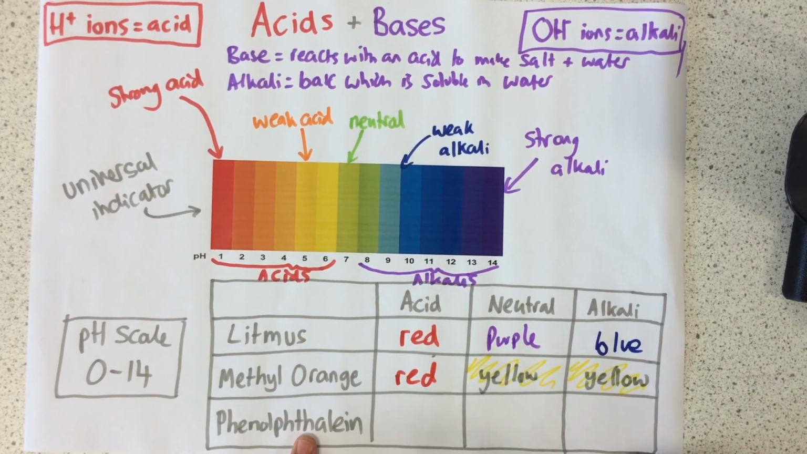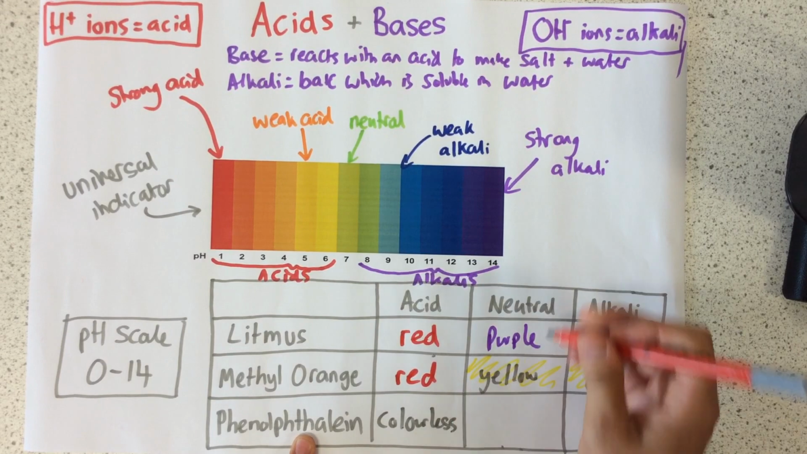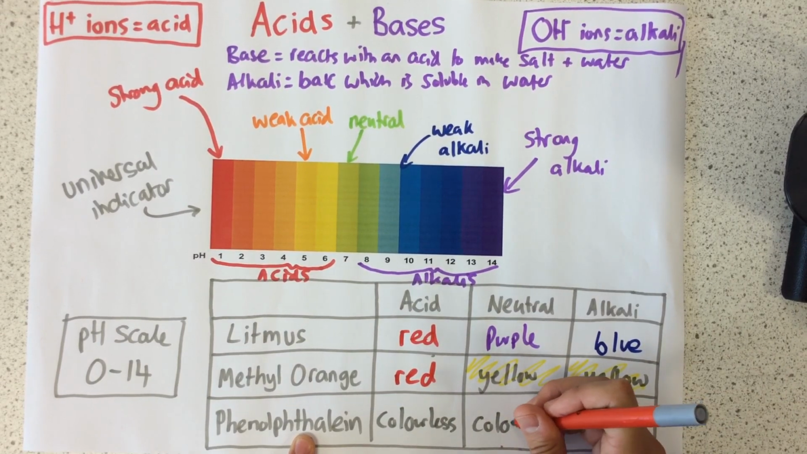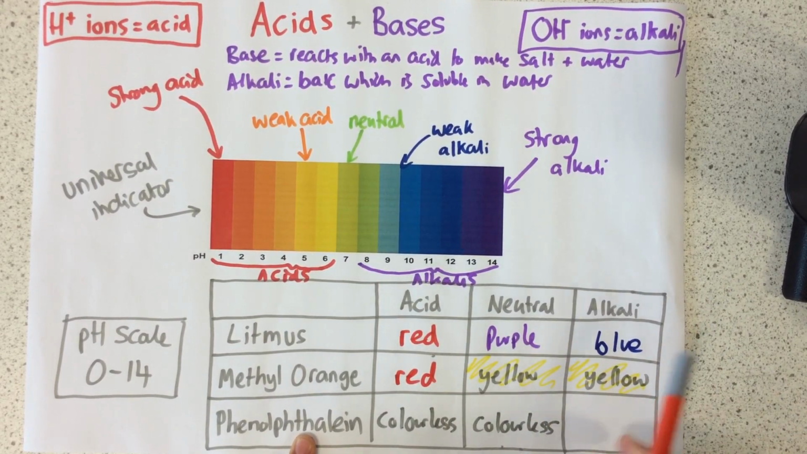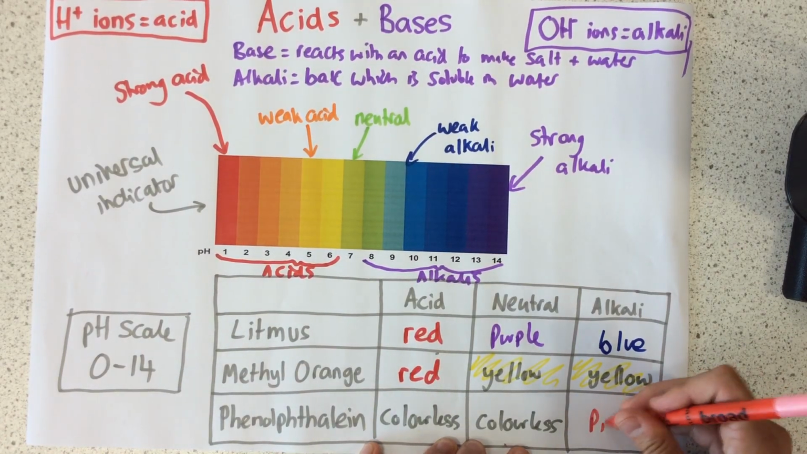Now, finally, this really difficult looking word, phenolphthalein, is another indicator. Phenolphthalein in acidic conditions is colourless. In neutral conditions, it's also colourless. But in alkaline conditions, it'll have a colour change and it will appear pink.